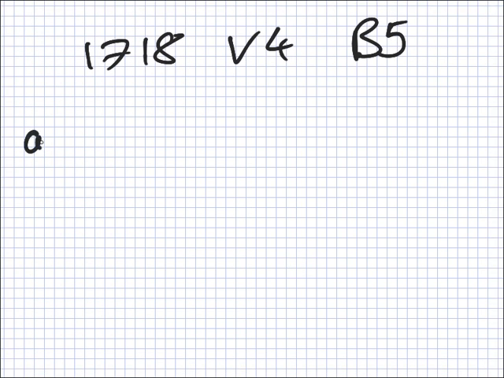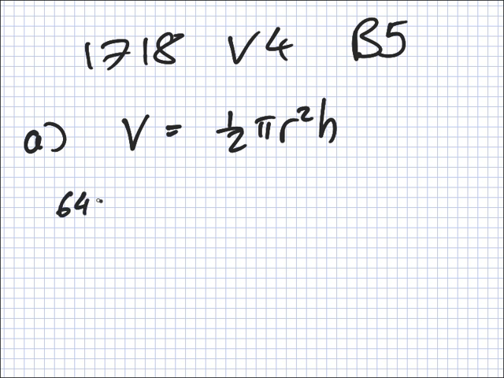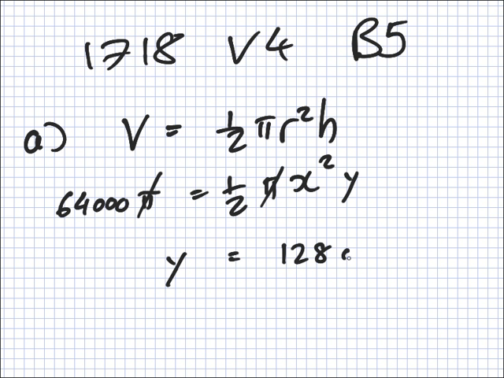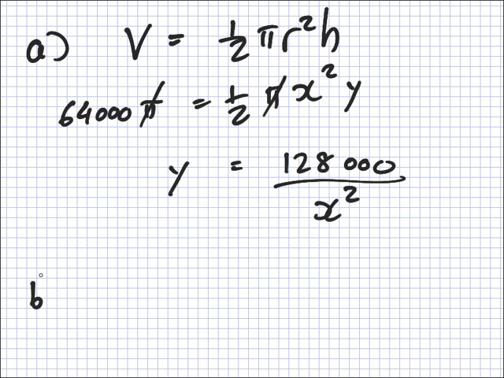So, the volume is a half pi r squared h, because it's half of it. So you have 64000 pi equals a half pi x squared y. So then y equals, cancel, 128,000 over x squared.